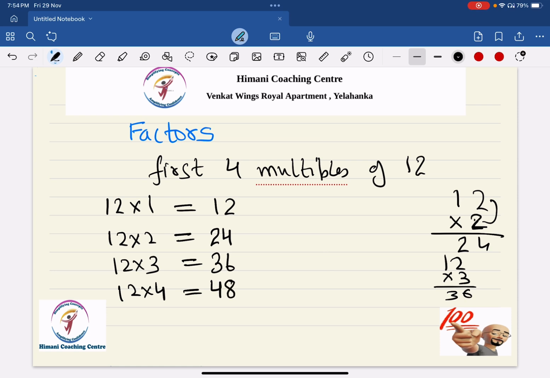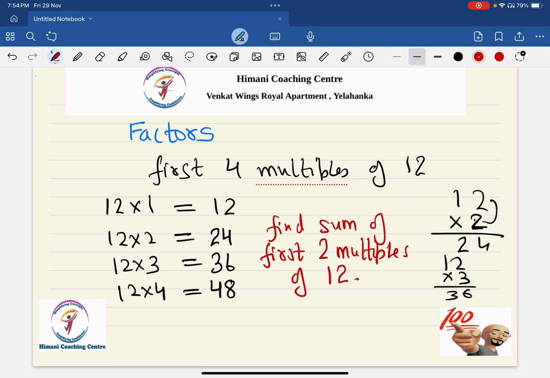Okay. Now, there could be one question where we can be asked, find the sum of the first two multiples of 12. So that means first we have to find the first two multiples. That means 12 times 1 and 12 times 2. And they are saying sum. So sum means add. So let us add 12 plus 24. And the answer would be 36.